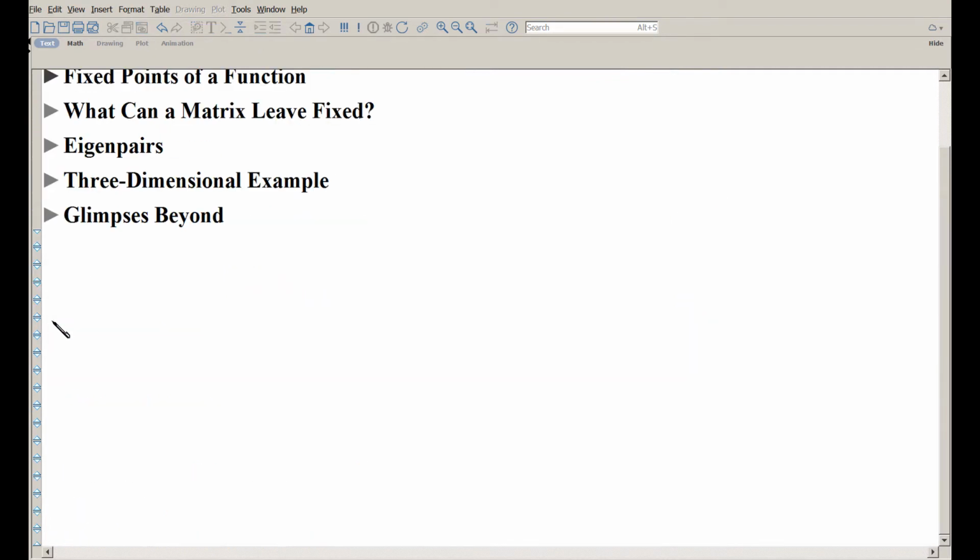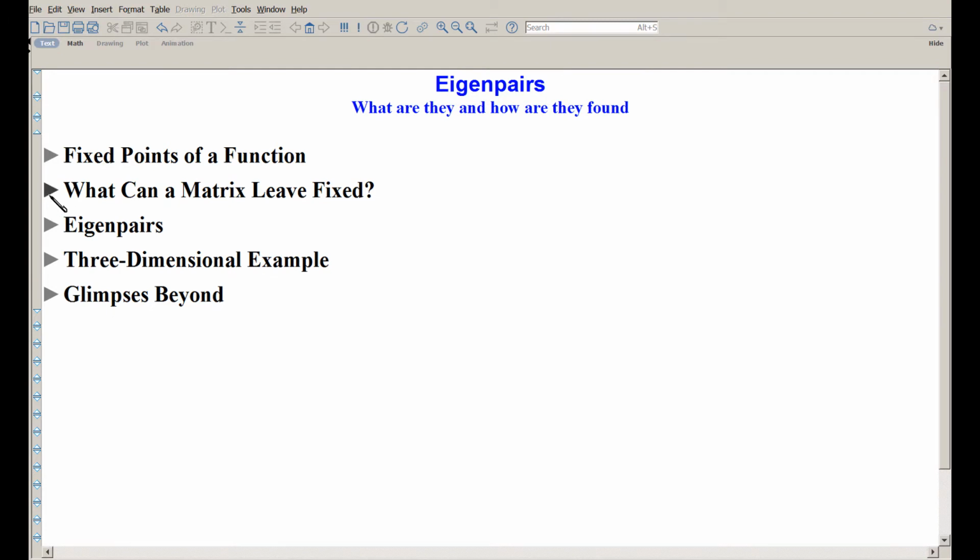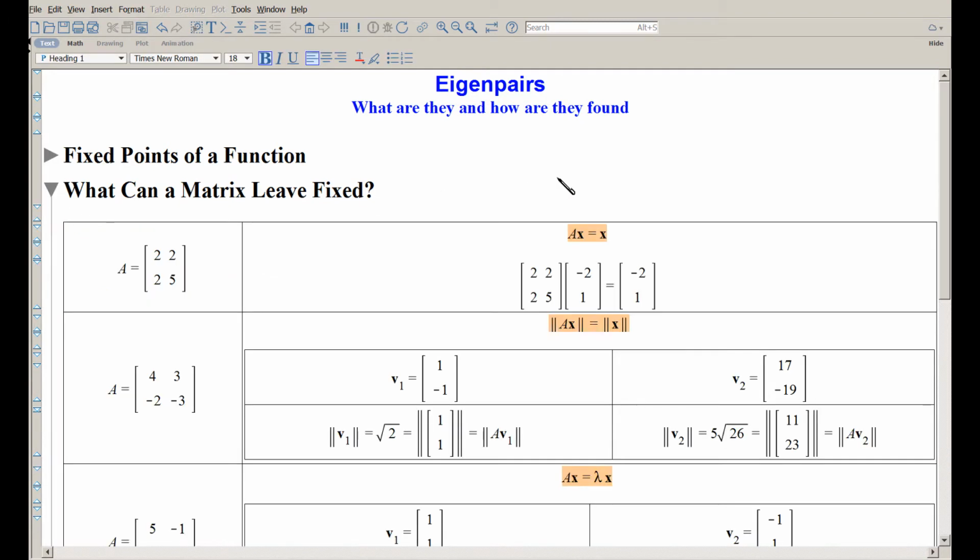So the question about eigenvalues and eigenvectors can be phrased as, what can a matrix leave fixed? This would be the fixed point statement, Ax equals x. So multiplying x by A represents a linear transformation. It returns x. Well, here is a matrix A, and here is a vector x, for which Ax equals x. So it is possible for a matrix to leave a vector fixed.